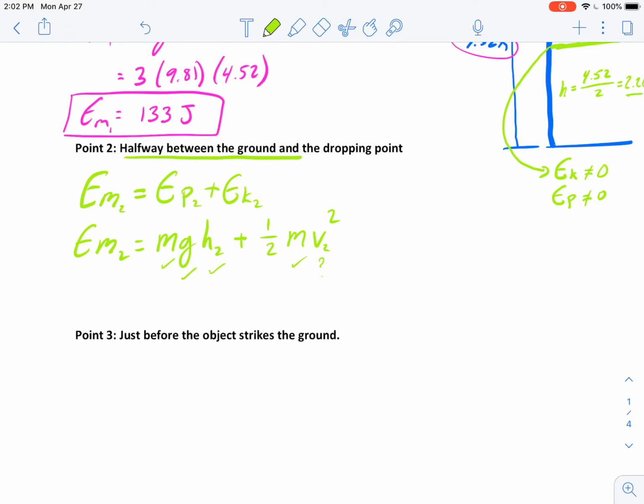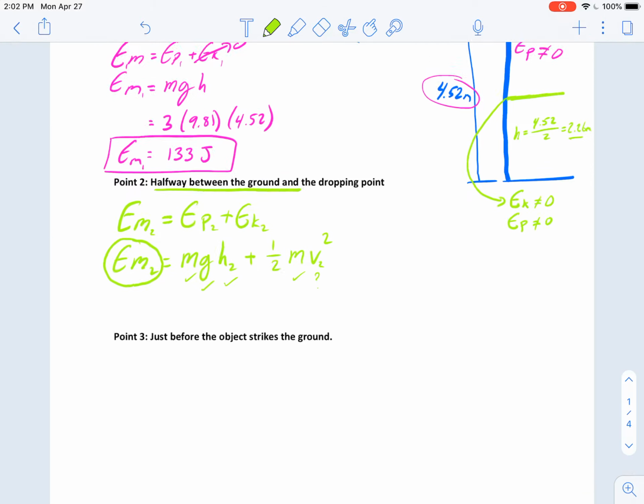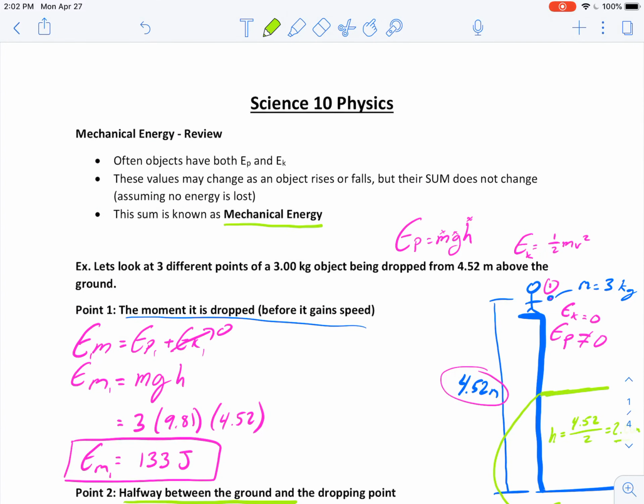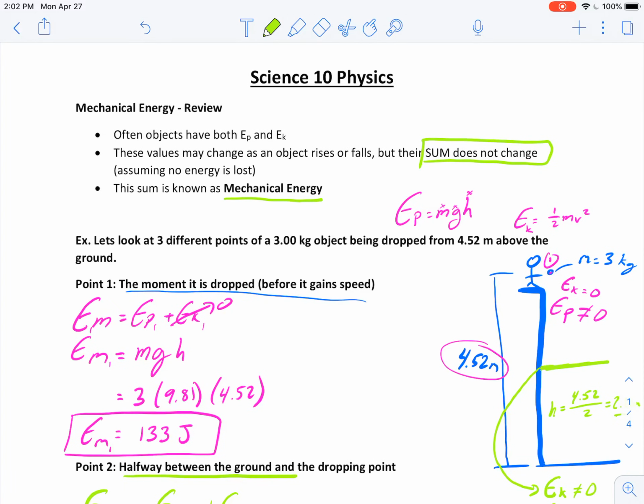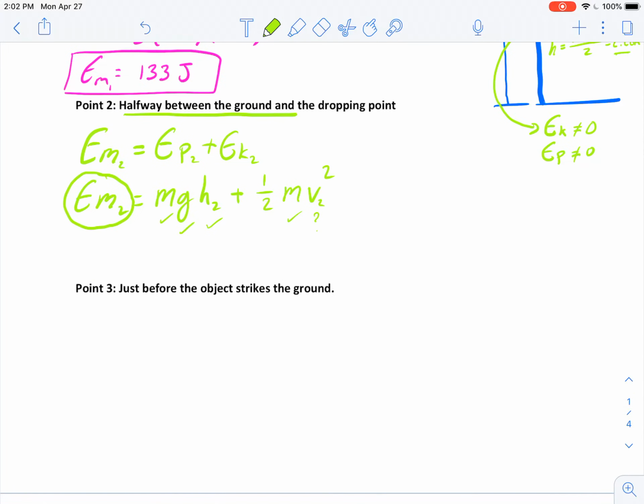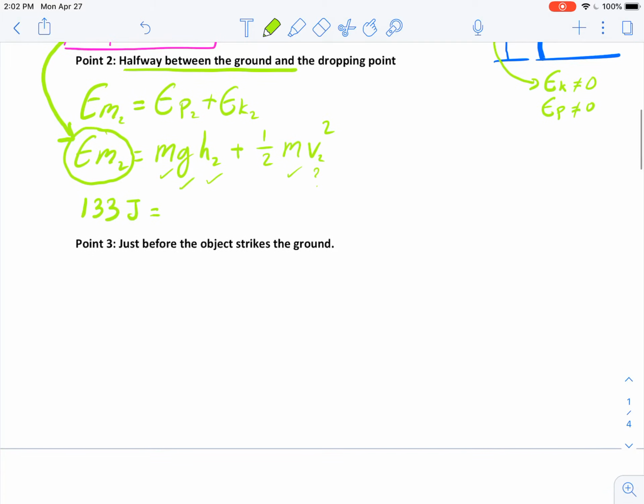However, we do know the value of EM2. Because, if you recall from before, mechanical energy is conserved. The sum, so EP plus EK, always equals this mechanical energy, and it does not change. So our first mechanical energy is the same thing as our second mechanical energy. So 133 is equal to all this. We're not going to go through the math of that. I just wanted to show you kind of how that mechanical energy stays the same.